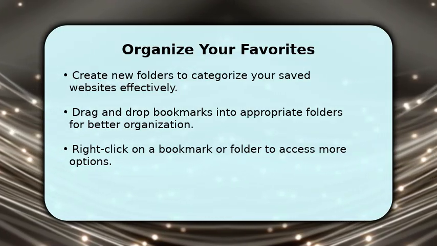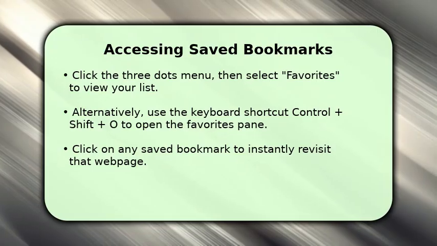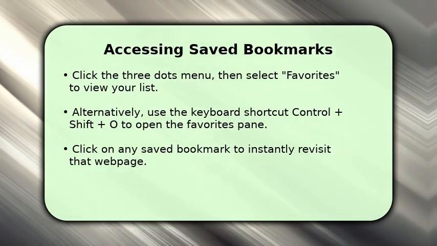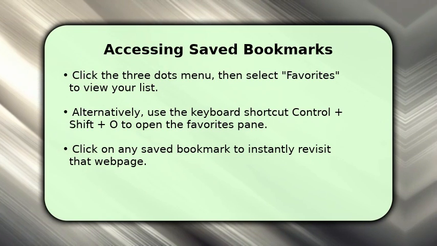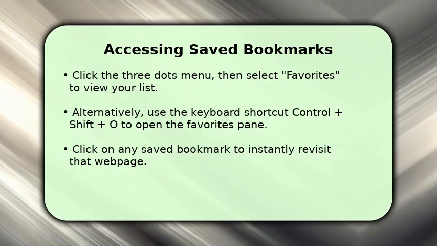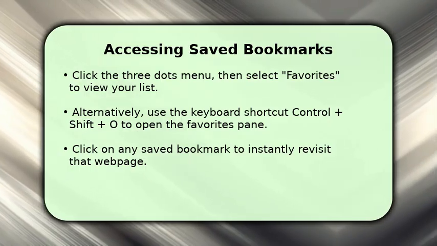Once you've saved your favorite websites, accessing them is straightforward. You can click the three dots menu, usually found in the top right corner of your browser, and then select Favorites from the drop-down list. This will open a pane displaying all your saved bookmarks and folders.